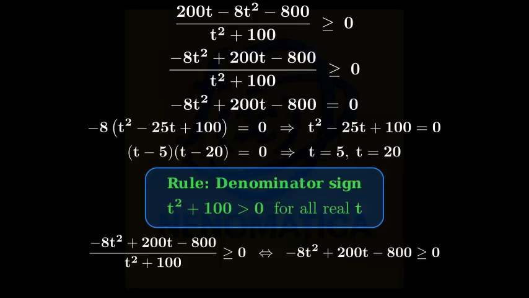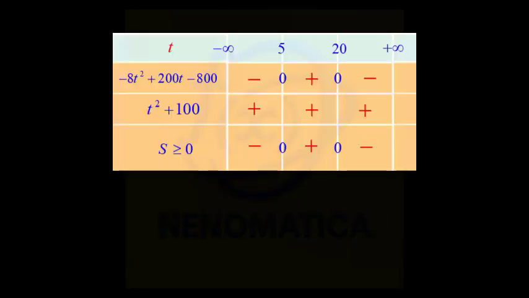The quadratic opens downward, so it is non-negative between the roots and negative outside. Therefore, the solution is t between 5 and 20 inclusive. Final answer. The weekly sales are at least 8,000 units per week for all times t in the closed interval from 5 to 20 weeks.